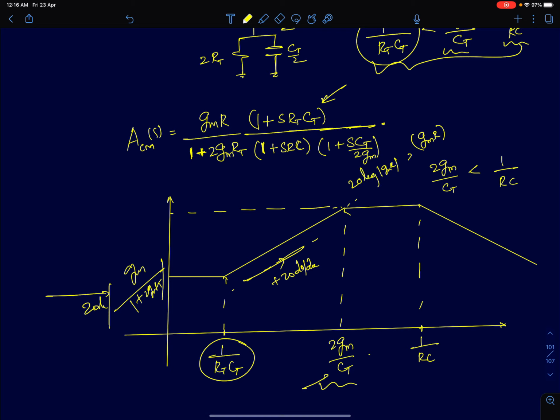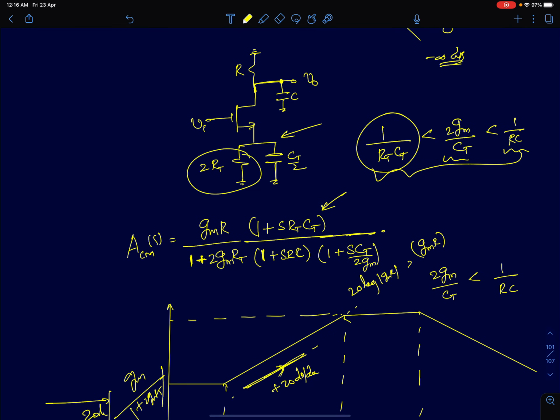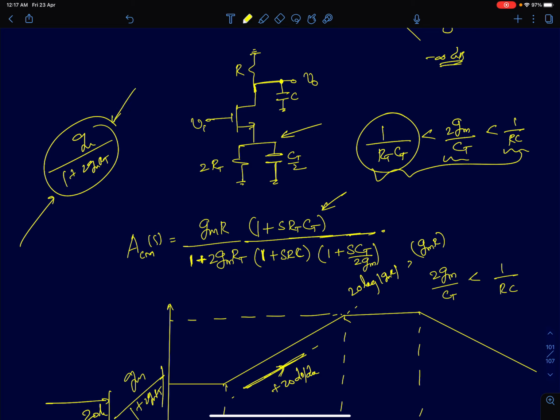We saw that because of CT, common mode gain starts increasing because CT starts shunting out 2RT. So if you see here, 2RT is introducing some kind of resistive source degeneration. Source degeneration reduces the transconductance by a factor of Gm by 1 plus 2 Gm RT. This is a result we discussed long back when we were talking about source degeneration in MOS amplifiers. We said that by adding a resistance to the source terminal, you will be reducing your transconductance by a factor of 1 plus 2 Gm RT.